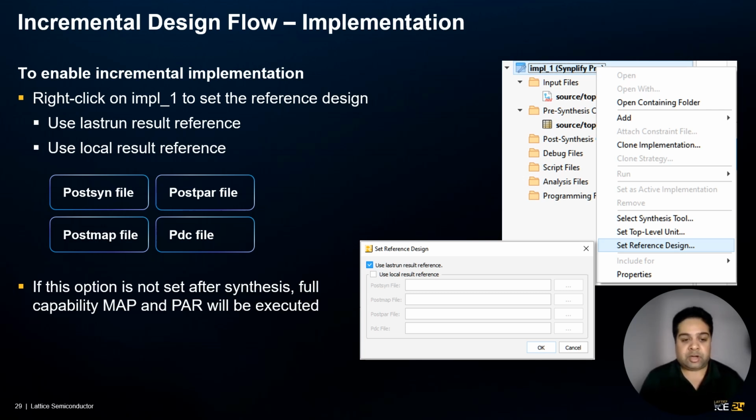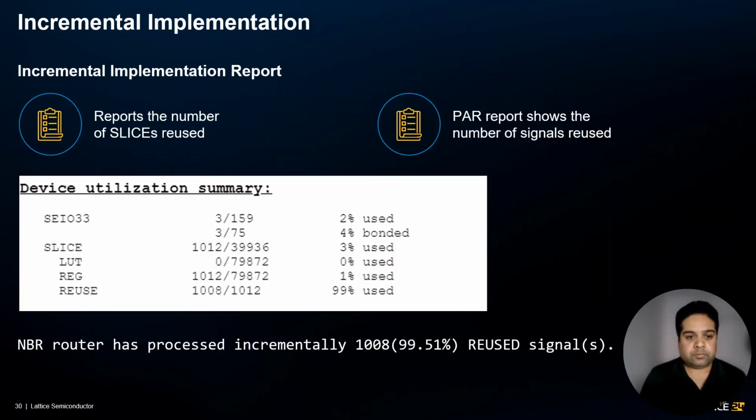If users do not select this option after synthesis, full capacity map and par will be executed instead of an incremental implementation. The incremental implementation reports the number of slices that are reused, and the place and route report also shows the number of signals that are reused.